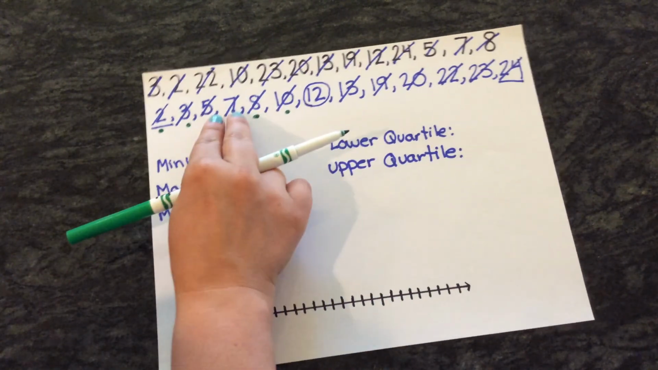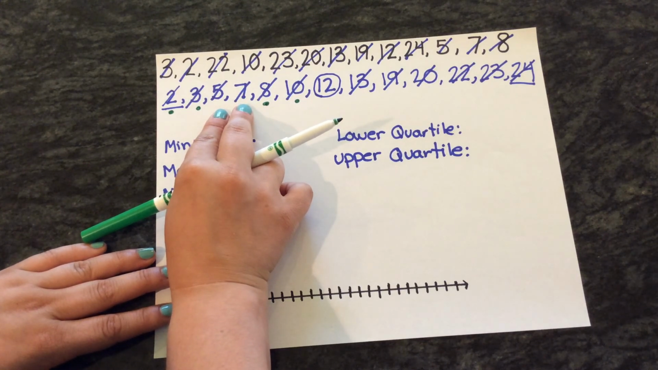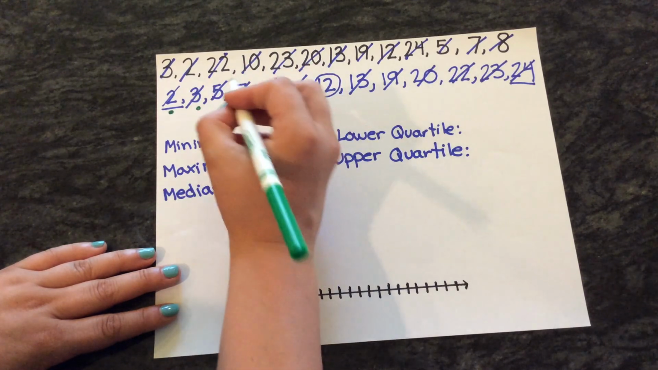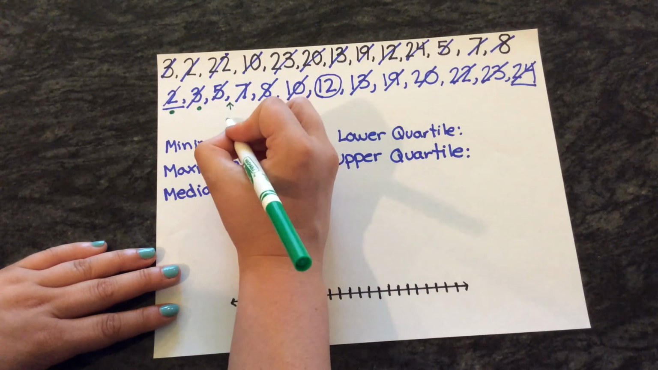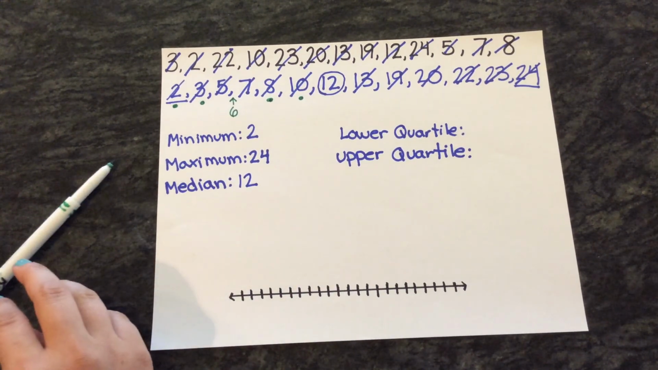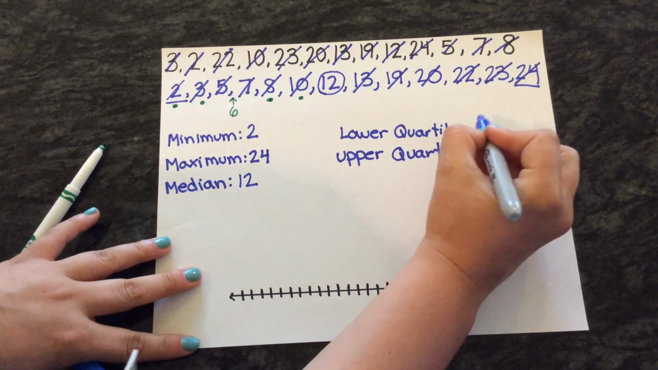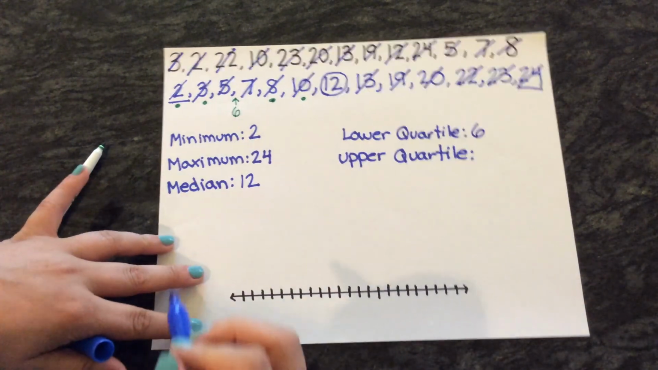I am left with 2 numbers. When this happens, I find the number that is between the 2 numbers. In this case, 6 is between the 2 numbers. So our lower quartile is 6.